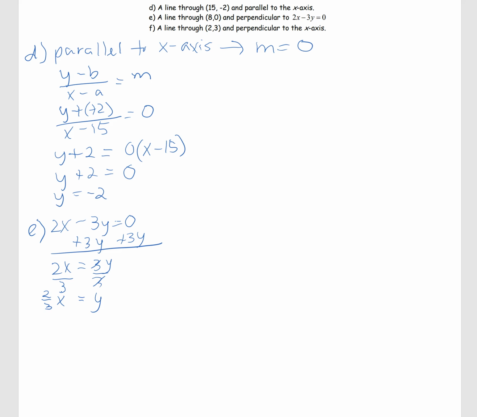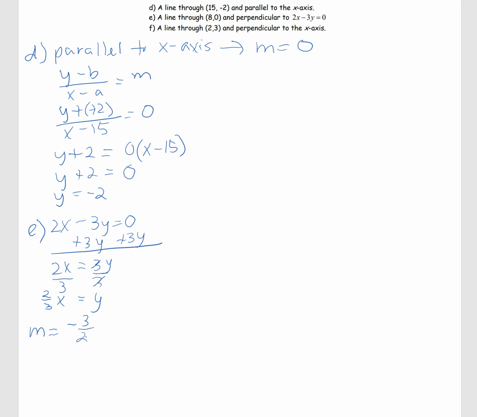And so this is in the form y equals mx plus b. So 2/3 is m, which is the slope of this line, and we want a line perpendicular to that, so that's going to be the negative reciprocal of the slope. So m, the slope of the line we're interested in, is the negative reciprocal of 2/3, so it's -3/2.